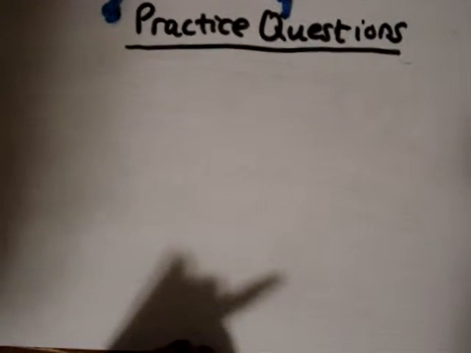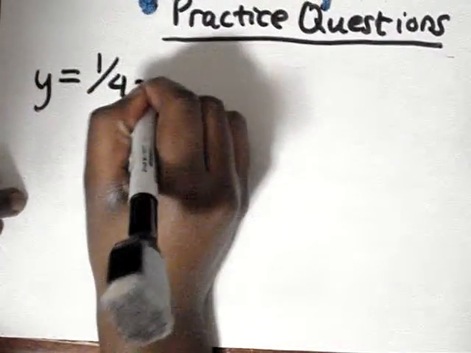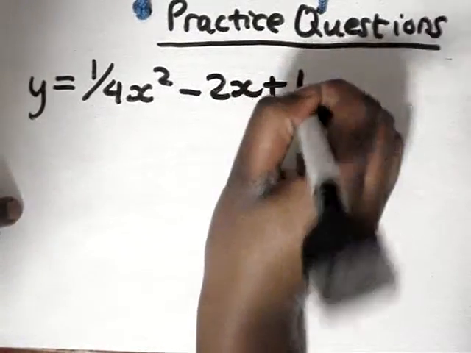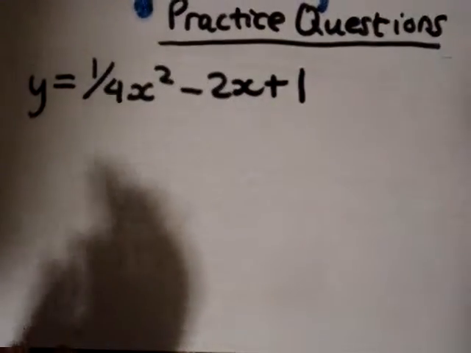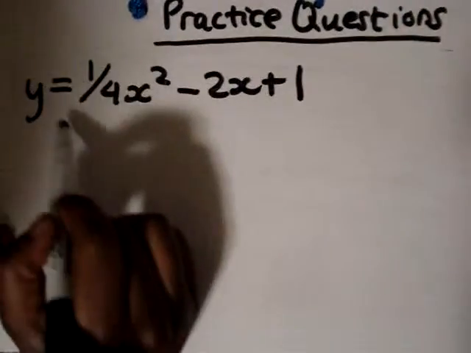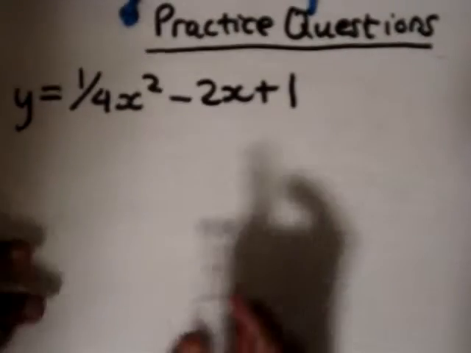So now I'm going to show you a second practice question. The equation will be y equals 1/4 x squared minus 2x plus 1. Now I know just by looking at this equation you might be a little scared, so don't be alarmed just because you've got fractions in it. You basically do the same thing as you did previously.